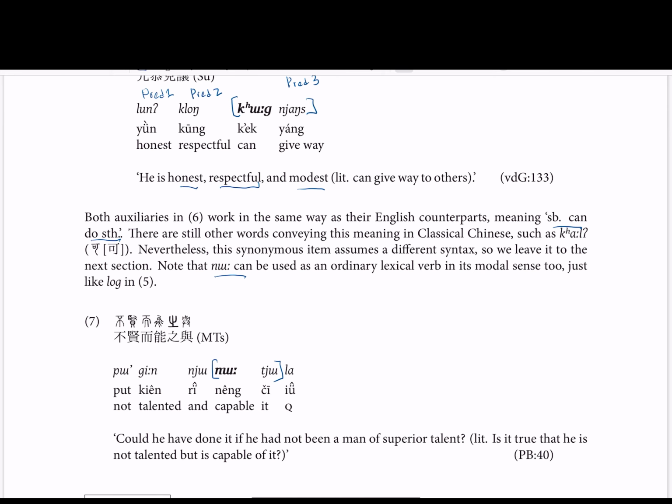The basic structure of the sentence is this. 不言 is the first predicate, and nu jiu, capable of it, is the second predicate. And the two predicates are linked by the conjunction nu, which conveys the semantic relation but here. And finally, we have the yes-no question marker, la, which converts the meaning of the entire sentence into a question.